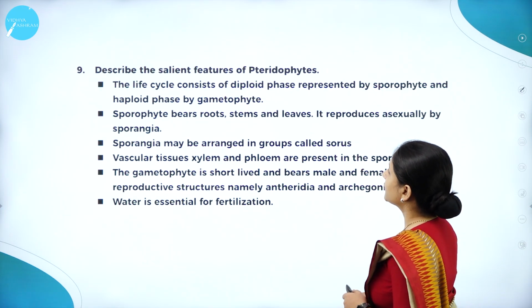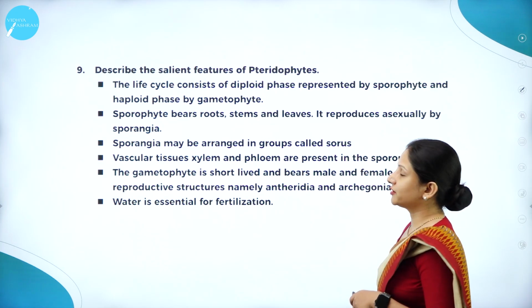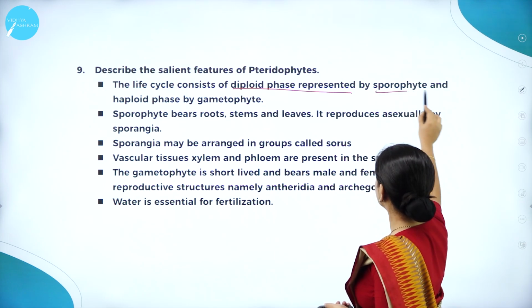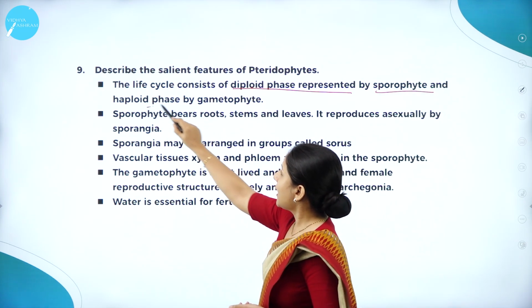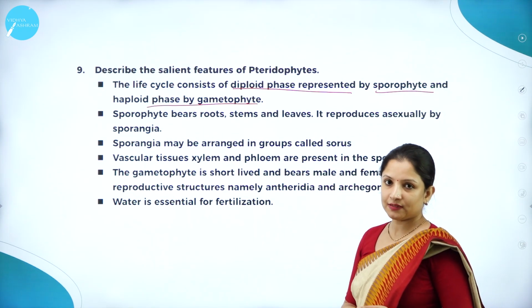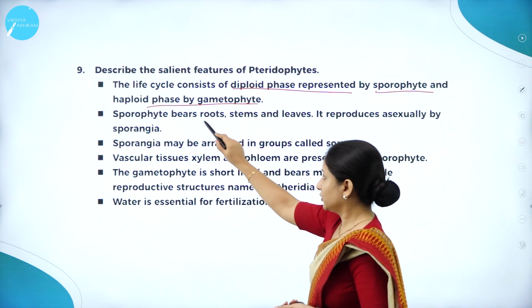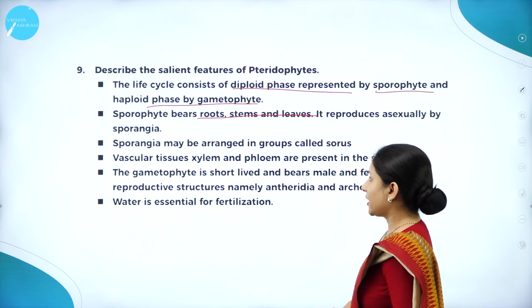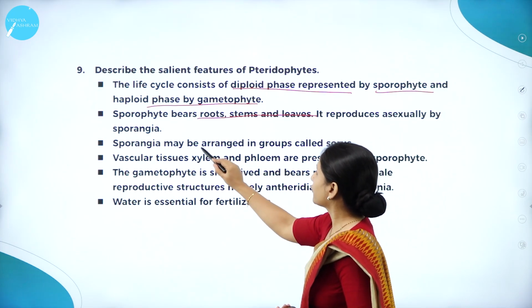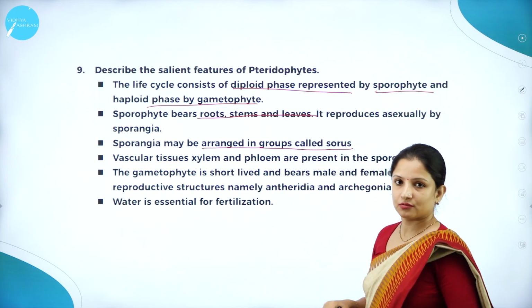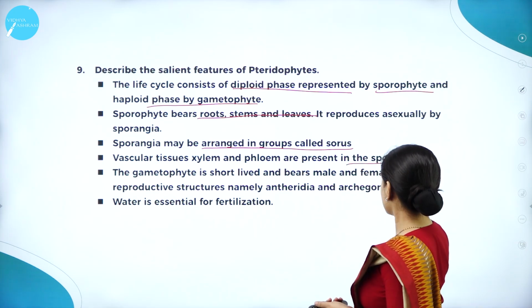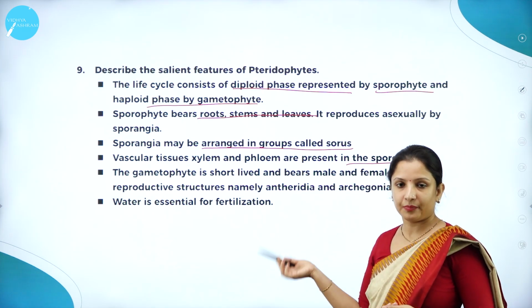Next question, describe the salient features of pteridophytes. So the life cycle consists of a diploid sporophytic phase as well as a haploid gametophytic phase. The sporophyte consists of true roots, stems and leaves. And the sporangia are arranged in groups called sori. And the vascular tissues, xylem and phloem, are present in the sporophyte. These are the first vascular plants.